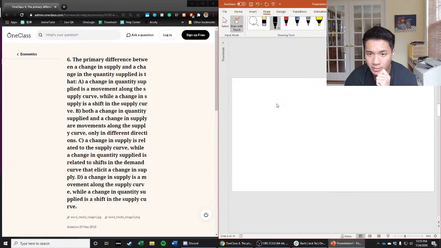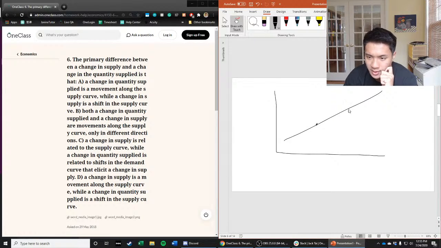So let's draw this out. This is our supply curve, and there's two things we're talking about. One is a movement, which is something like this, and another is a shift, just something like this.